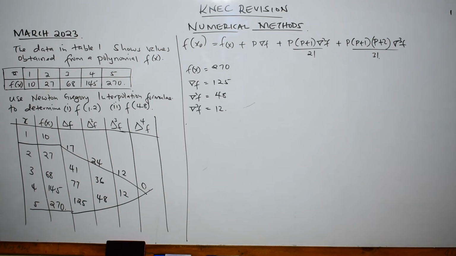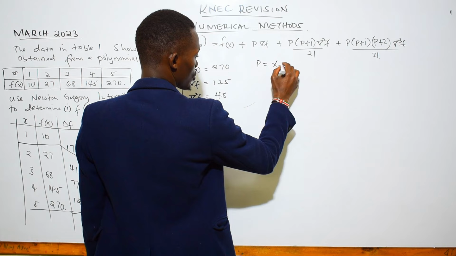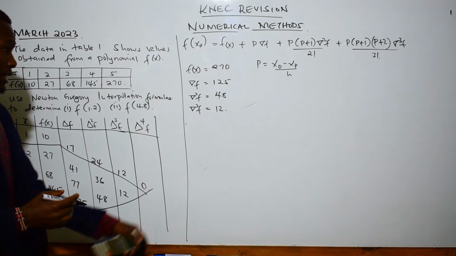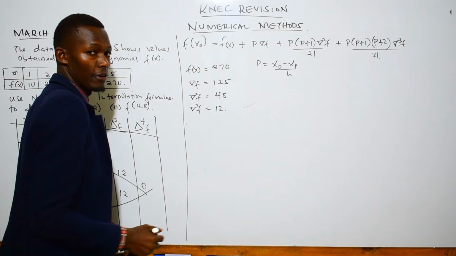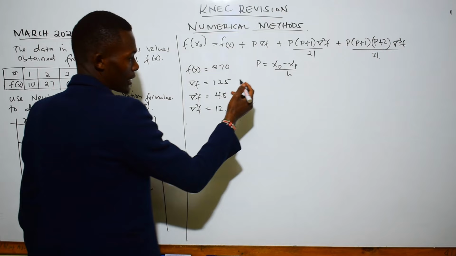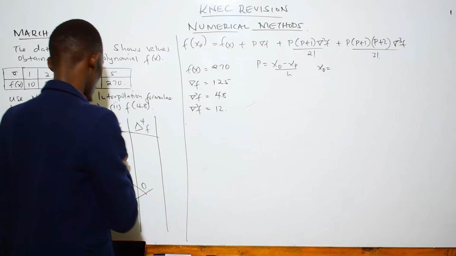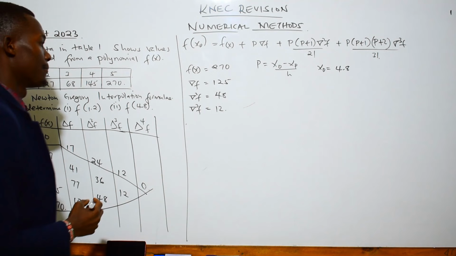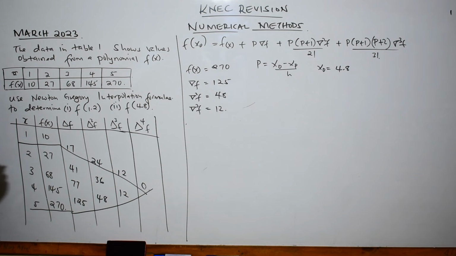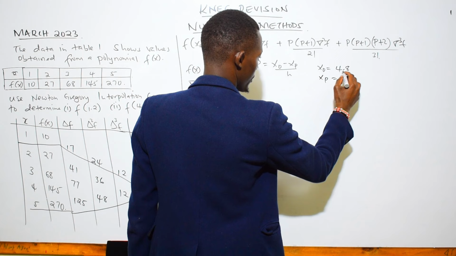Then we find our value for p. In our case here, p is found by x0 minus xp, then over h. You can see the difference in the formula: we have just interchanged xp and x0, because in this case we are finding x0, but it is now in the backward formula. Your x0 is the value that you are finding, which is 4.8. Then the value xp is the value that follows your needed value. If our value is 4.8, the nearest value that follows in the given set of data is 5. So our xp is 5. Then our h is still 1.